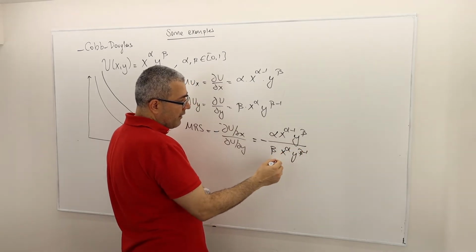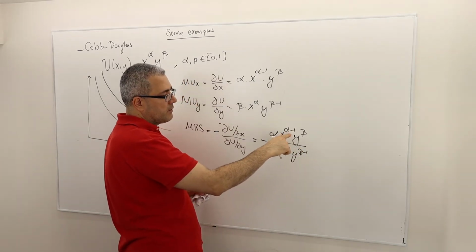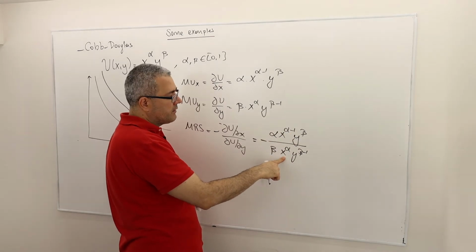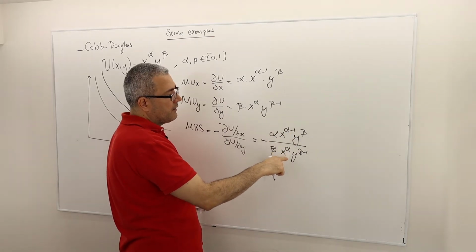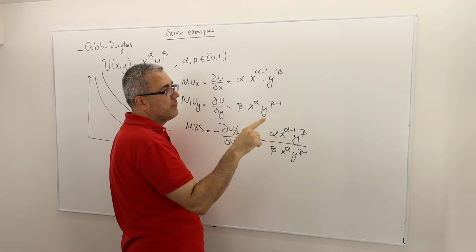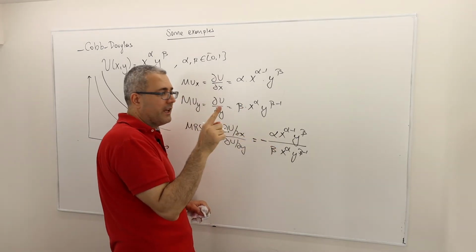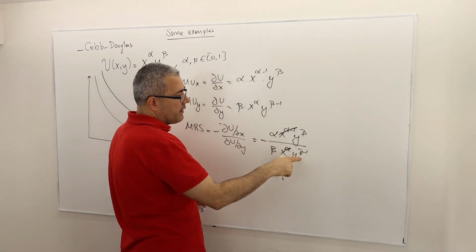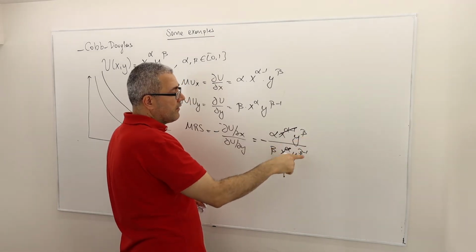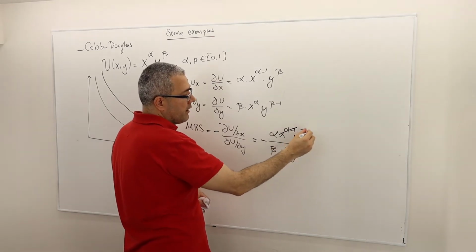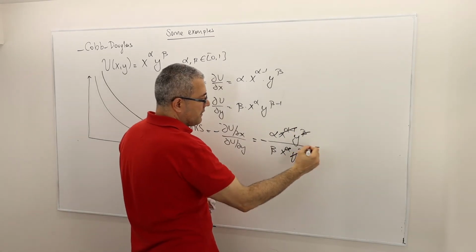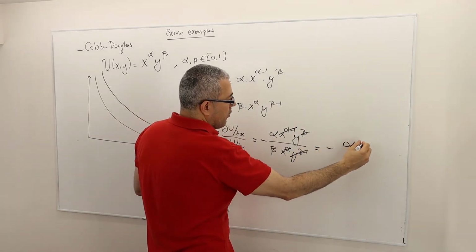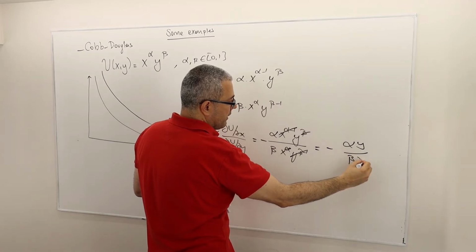So if you do the math, this alpha minus 1, send it to here. So it's going to be x to the power alpha times x to the power minus alpha plus 1. So those alphas will cancel out, and I'm going to have just x only here. And here I need to send this up so that I will have only y here. So that means that's equal to minus alpha y divided by beta x.